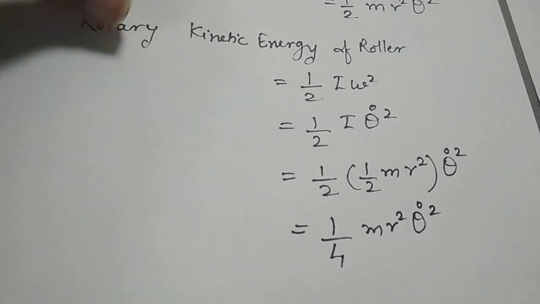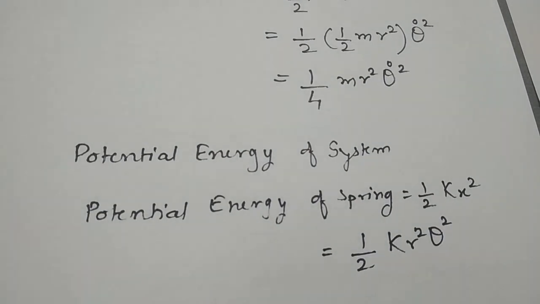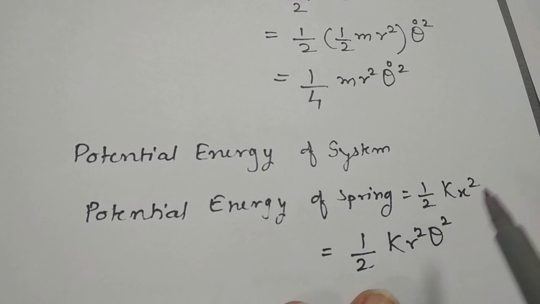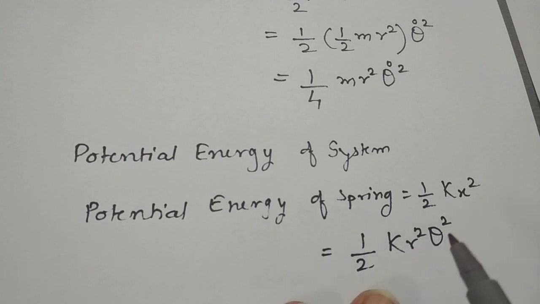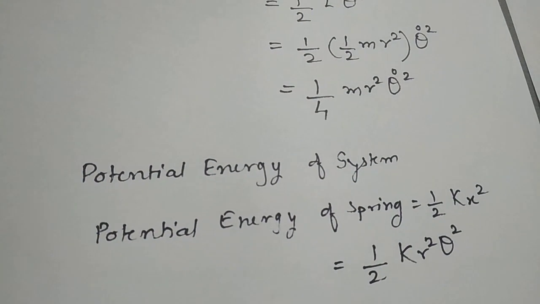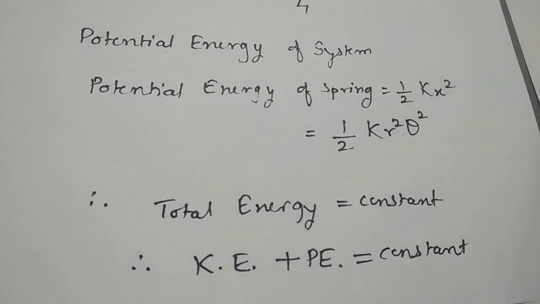And again the potential energy for the system is only stored in the spring. So the potential energy of the spring is 1/2 kx square, and x is equal to r into theta. So it is equal to 1/2 k r square theta square. Again, what is the energy method? Energy method means the total energy present in a system remains constant, meaning total kinetic energy plus potential energy remains constant.